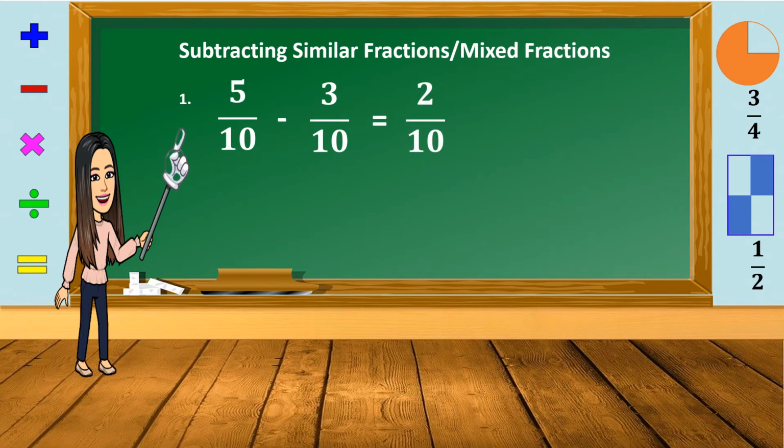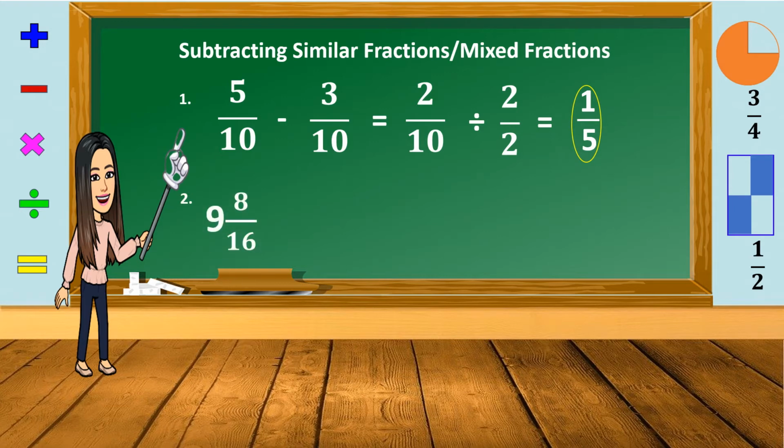Then, reduce your answer to lowest term by dividing both the numerator and the denominator by their GCF. 2 and 10 can be divided by 2. 2 is their GCF, so 2 divided by 2 gives us 1. 10 divided by 2 is 5. The lowest term of 2 over 10 is 1 over 5, or 1/5.